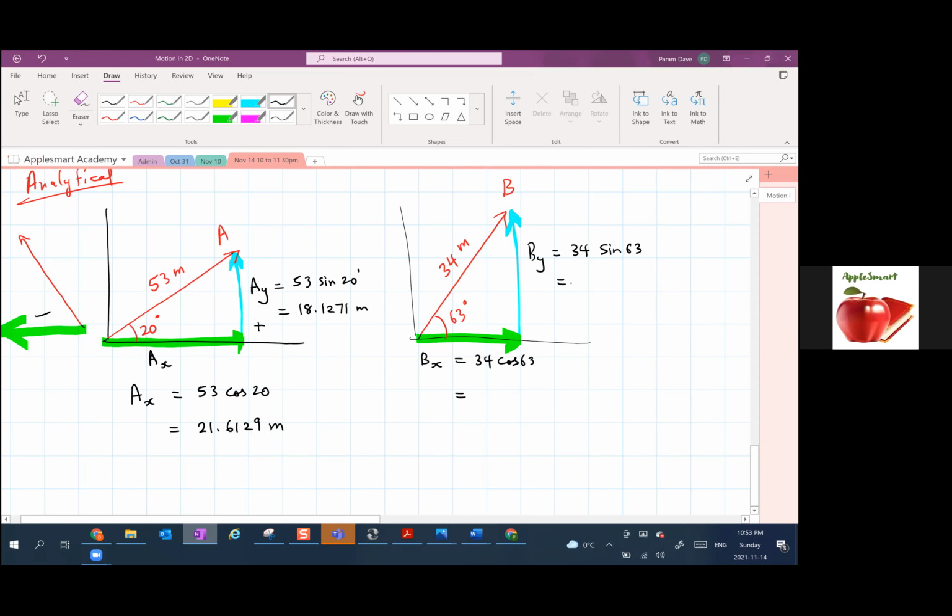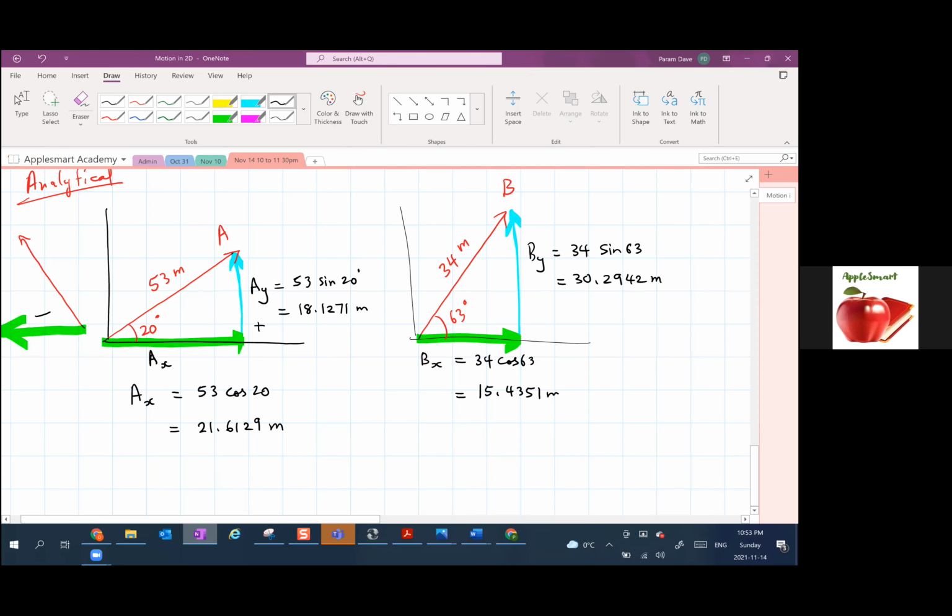So I don't know what was the mistake that you made the first time. Just make sure you know what that is, okay? So you don't repeat it. Okay, and then on that same note, 34 times sine of 63 is going to be 30.2942. And both of those are in meters. They're positive because one is pointing to the right, and the other one's pointing upwards, okay?